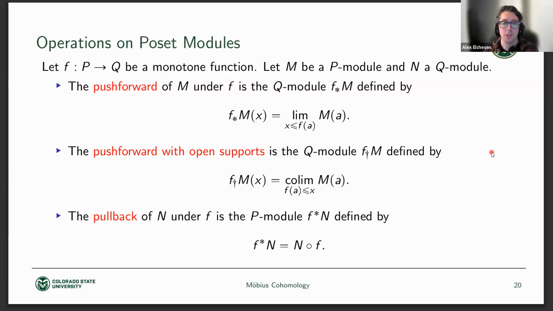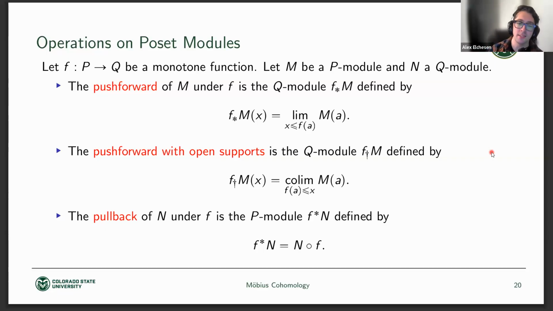And then there's another, dual way of pushing forward, which is called push forward with open supports. You do something dual, so you look at all points A in P that when you hit them with F, you get something less than or equal to X. And now you take a colimit.